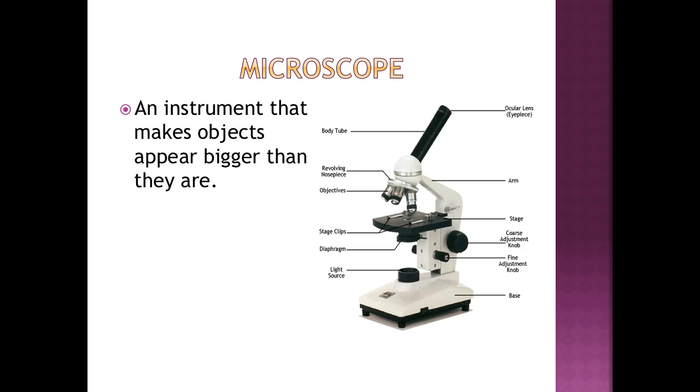Microscope. A microscope is an instrument that makes objects appear bigger than they really are. I'm sure in the past some of you have worked with microscopes before. This is a diagram showing you what a microscope looks like and the different parts of it.